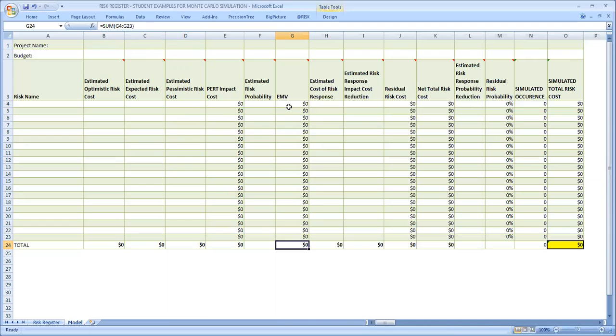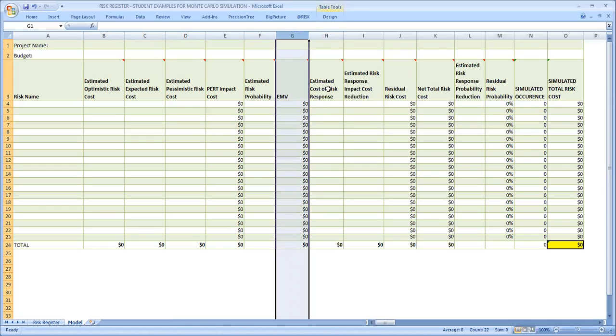This EMV value is here only for comparative purposes, because in many projects, project managers use an EMV value to calculate things like how much contingency they should actually have in a contingency fund to cover the cost of project risks. So we will use this to compare against the results of a stochastic model that is seen in this model. So it is for comparison purposes only.